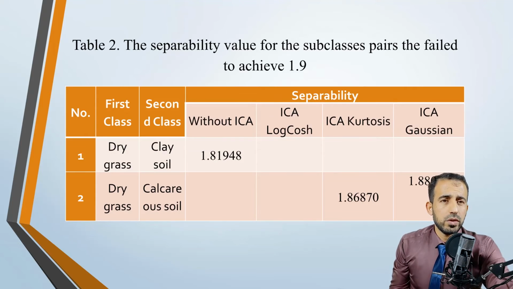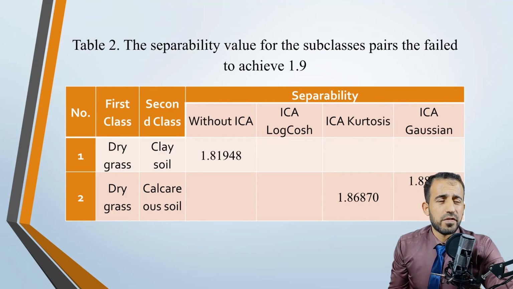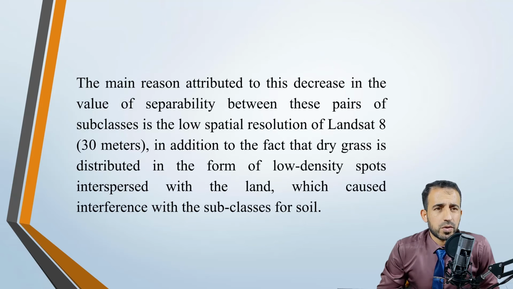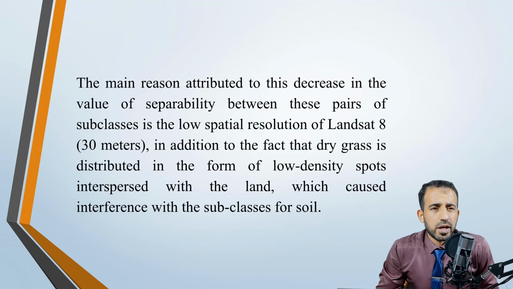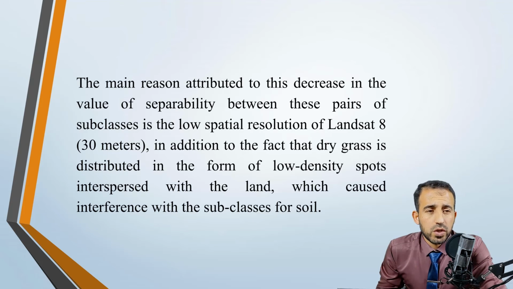As shown in Table 2, the separability value for some subclass pairs failed to achieve 1.9. The main reason attributed to this decrease in the value of separability between these pairs of subclasses is the low spatial resolution of Landsat 8, 30 meters, in addition to the fact that dry grass is distributed in the form of low-density spots interspersed with the land, which caused interference with the soil subclasses.